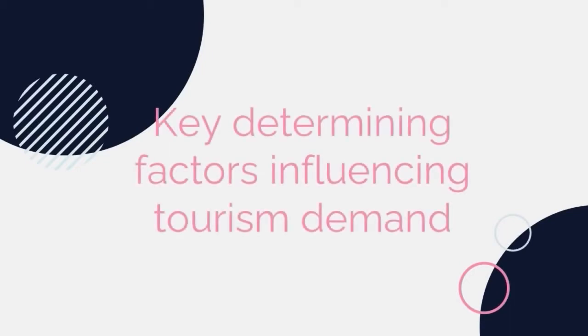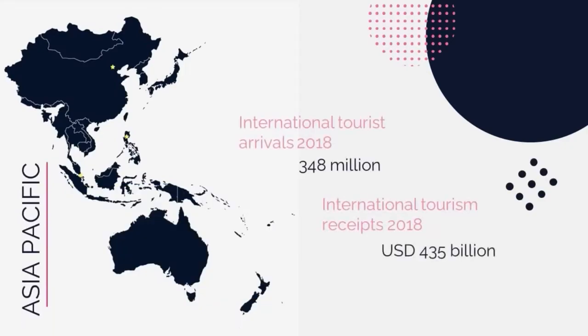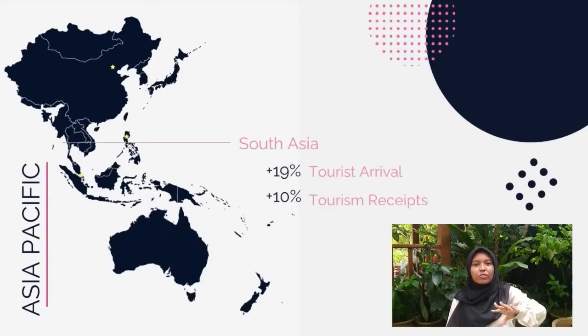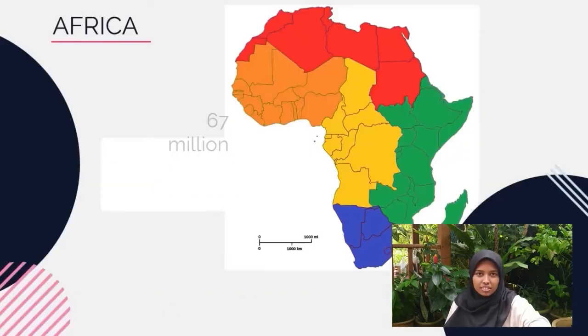Next, I will talk about the key and determining factors that influence tourism demand. First, it's the Asia Pacific. The factors that influence tourism demand are purchasing power and air connectivity. There are lots of airports and aircraft that can go to the destinations, and visas are open at the places. In Asia Pacific, we look at South Asia, Northeast Asia, Oceania, and also Southeast Asia.